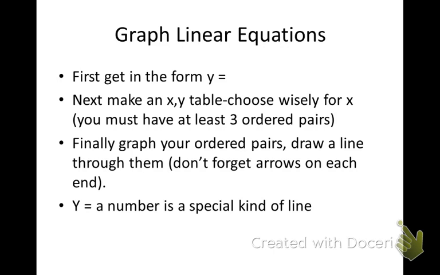And I want you to have at least 3 ordered pairs. You can have more if you want. Then once you get those ordered pairs, you're going to graph them, draw a line through them, and remember, for a line we need arrows on each end.